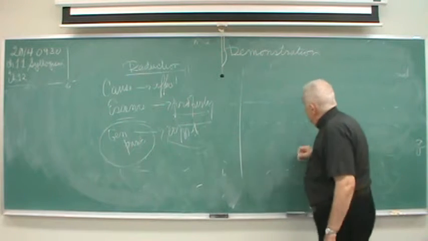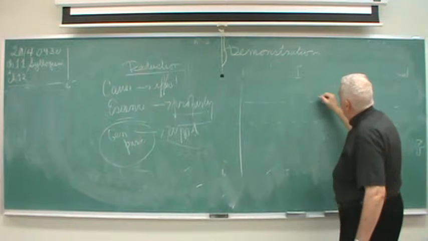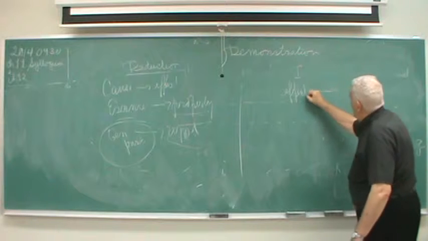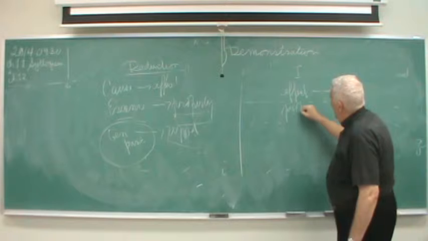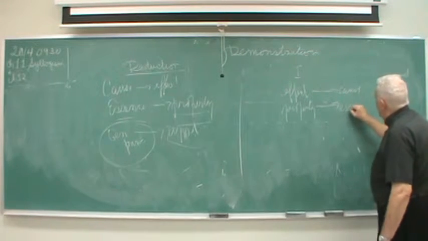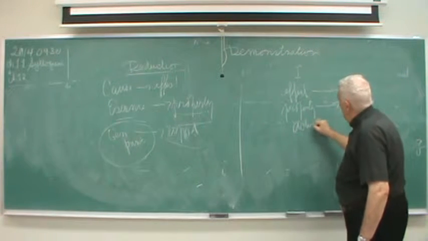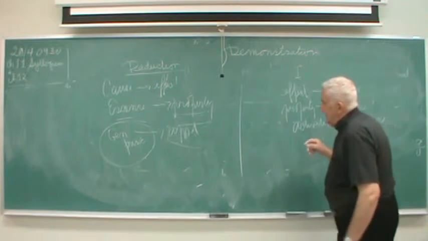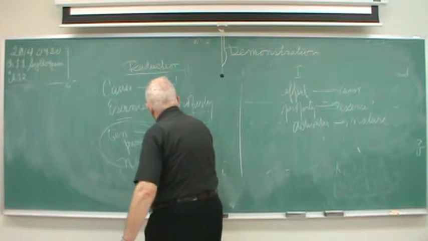Now, in induction, it is the contrary. We start from the effects and we go to the cause. We start from the properties or the activities of the thing, and we go to the essence, to the nature of the thing. Here in deduction we start from the nature of the thing to its activity.